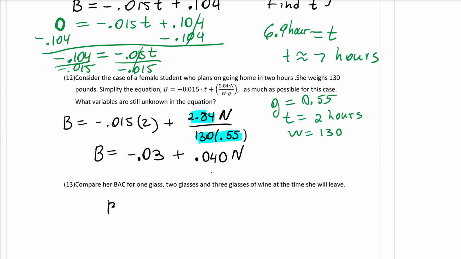So let's write this down like this. Do not lose the negative, okay? This is a common error. When students use this equation, they forget the minus sign. The n is still unknown.